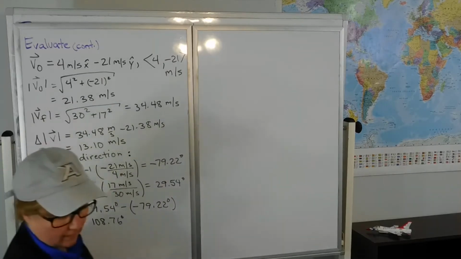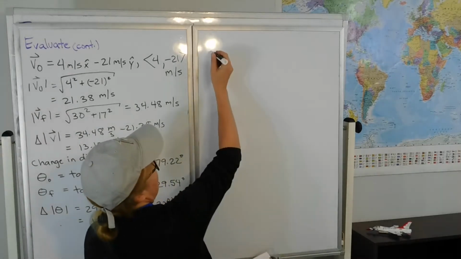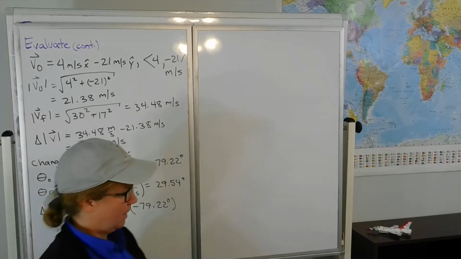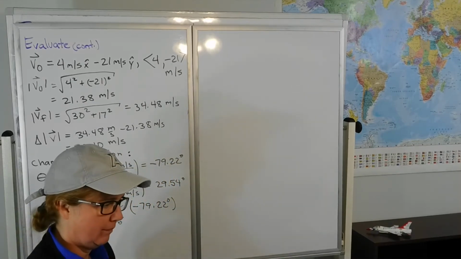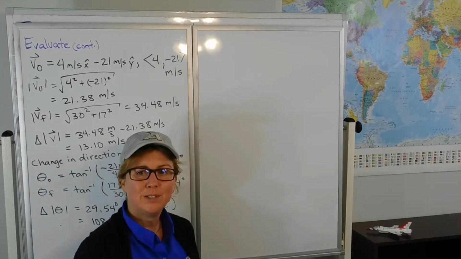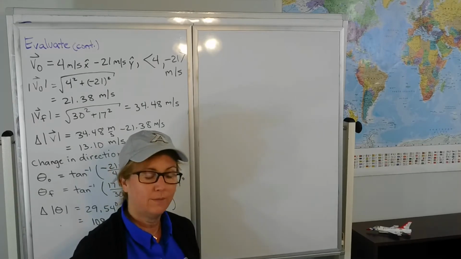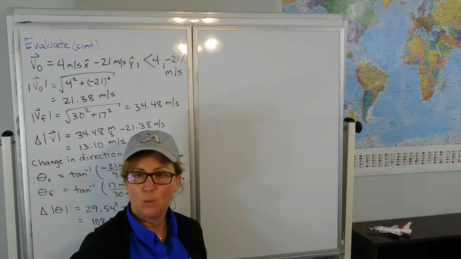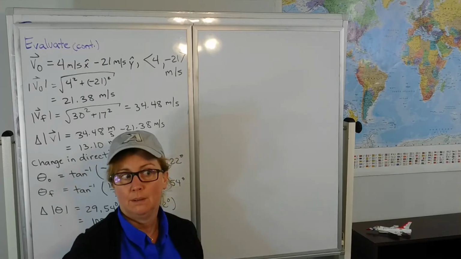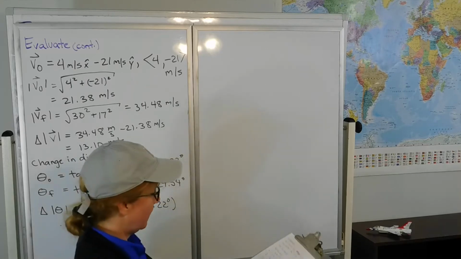Let's move over to the other board so we have some more room here. Now we were asked to compare in part D. We were asked to show that the change in the magnitude of the velocity does not equal the magnitude of the acceleration vector times time. So we haven't computed the magnitude of the acceleration vector yet, so let's do that next.